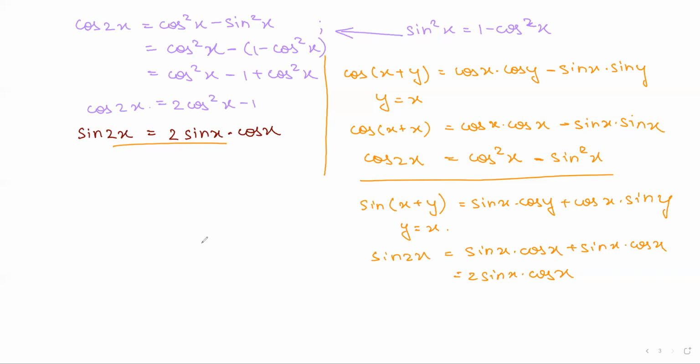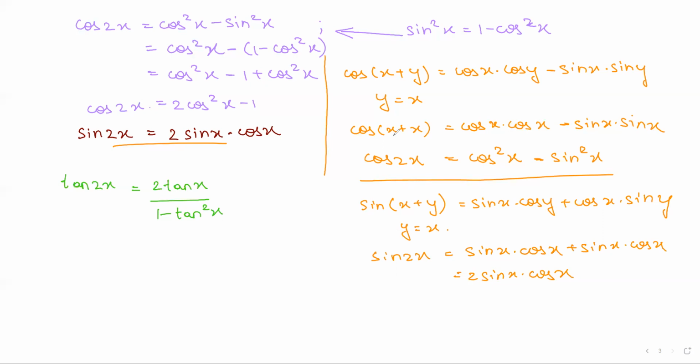Here we can now get the value of the double angle for tan. Tan 2x can be written as 2 tan x upon 1 minus tan square x. You can derive this formula from the tan (x plus y) formula.